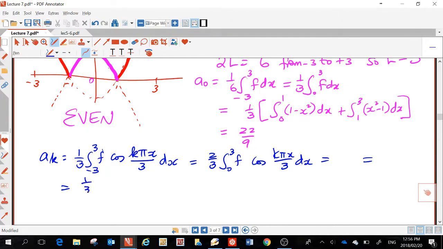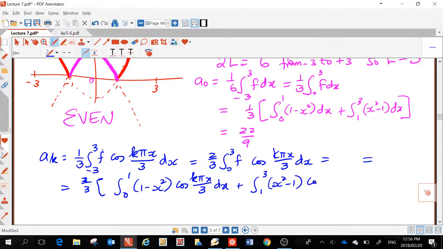Well, let me write another line here. So it'll be 2/3. From 0 to 1, you will have 1 minus x squared cos k pi x over 3 dx. Plus, then from 1 to 3, you'll have x squared minus 1 kicking in, cos k pi x over 3 dx.